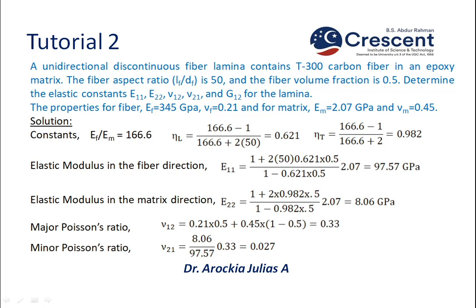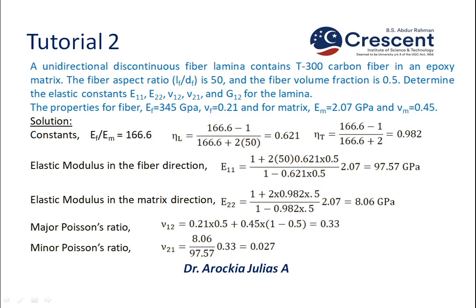Now let us find E11, elastic modulus in the fiber direction, and elastic modulus in the matrix direction E22. So we have the formula, directly substitute there. So E11 equal to (1 plus 2 into LF by DF into neta L into Vf) divided by (1 minus neta L into Vf), all into EM. So substituting the values, we are getting the answer as 97.57 GPa. So this is the answer for E11.